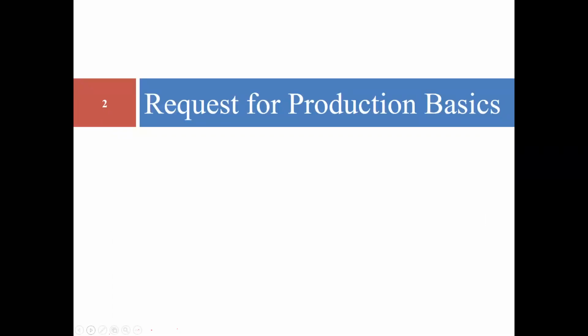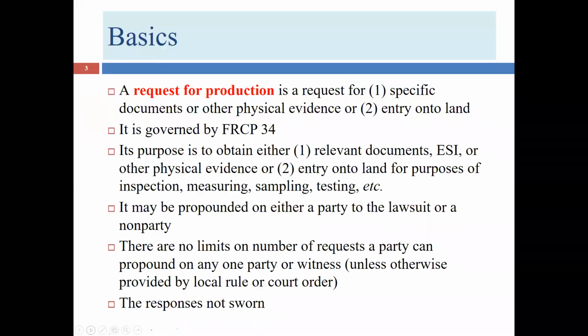So we're first of all going to talk about the basics of how requests for production work. What is a request for production? Well, it can be a request to get certain documents or data or other physical evidence, the metaphorical smoking gun, so to speak, or it can be entry upon land. Let's say that there's a claim about damage to a house because of faulty plumbing. Well, obviously the plumber who's being sued wants to have access to the house to inspect to see what other sources may have caused the damage to the house. So those are the two buckets that we're looking at when we talk about requests for production.